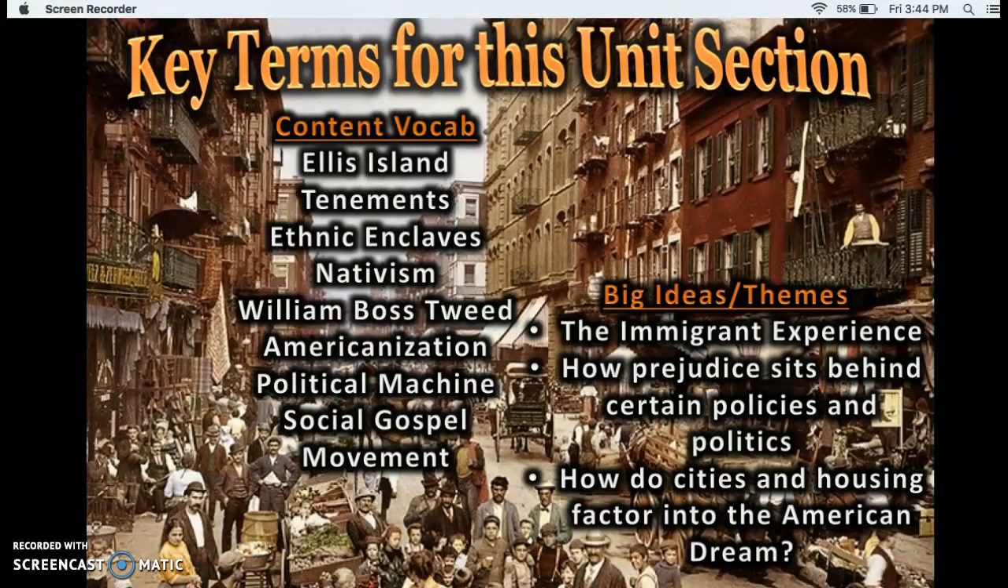And then we're going to talk about how prejudice sits behind certain policies and politics, and how that influences a lot of the legislative and other political movements of this time period, but also we can make those connections to today. And then, how do cities and housing factor into this idea of the American dream? I think that with a lot of stuff we're going to see in this unit, we can make connections to our summer reading book, Evicted, and see some of these similarities and how a lot of these things have been going on for a while.